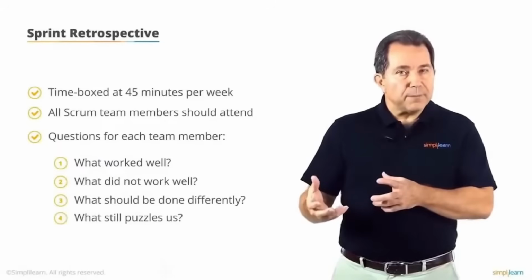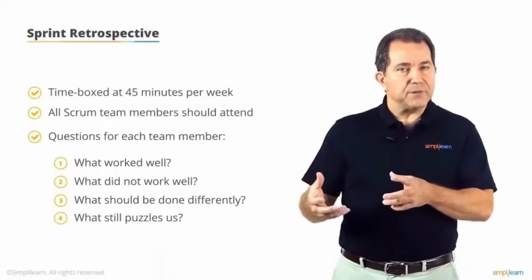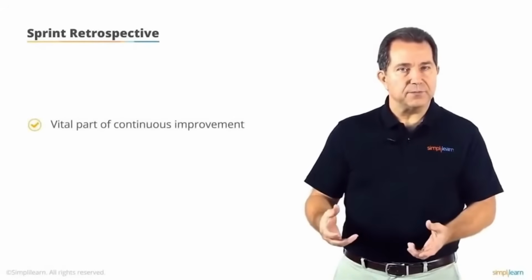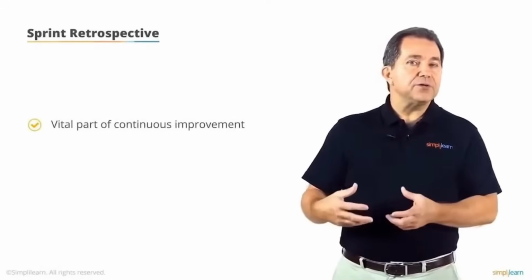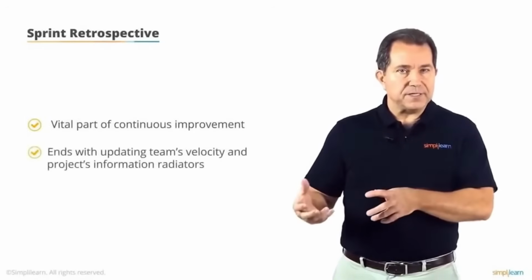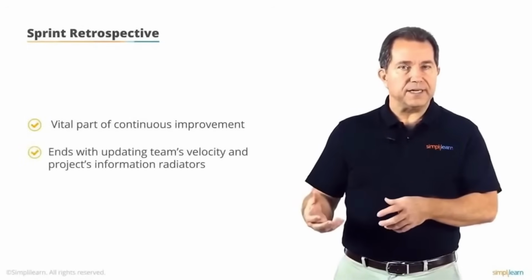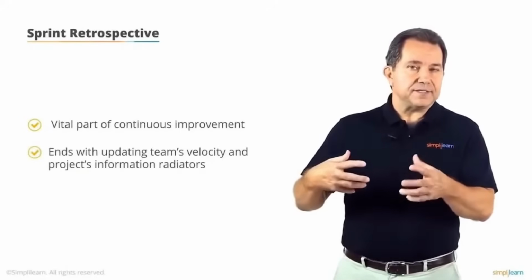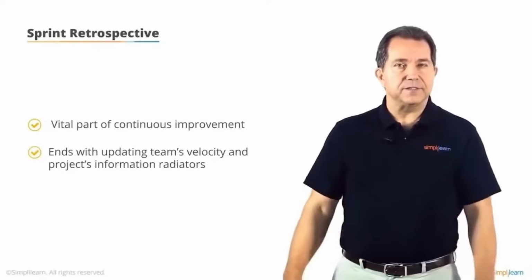One or several problem detection techniques may be used in the retrospectives, and this ceremony is a vital part of continuous improvement. At the conclusion of the retrospective, the team's velocity and the project's information radiators are updated. Then the next sprint planning meeting takes place, and this cycle continues until the project is complete.